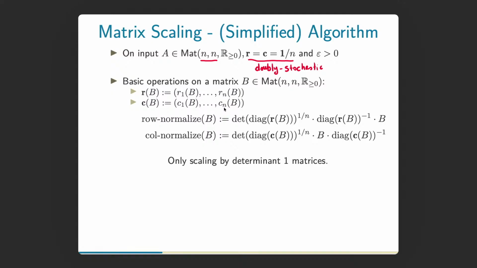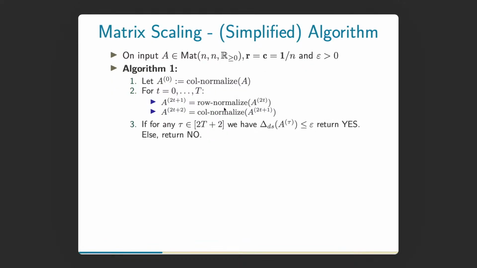Now that I've defined these, I can give you the algorithm. I give you a matrix, and I want to know if it can be scaled to epsilon close to doubly stochastic. I start by column normalizing A, and then for some amount of time I flip-flop between the two: row normalize, column normalize. If at any time between 0 and 2t plus 2 I have a matrix that gets epsilon close to doubly stochastic, then I output yes, otherwise I output no. That was the algorithm that everyone came up with independently, and people didn't analyze.